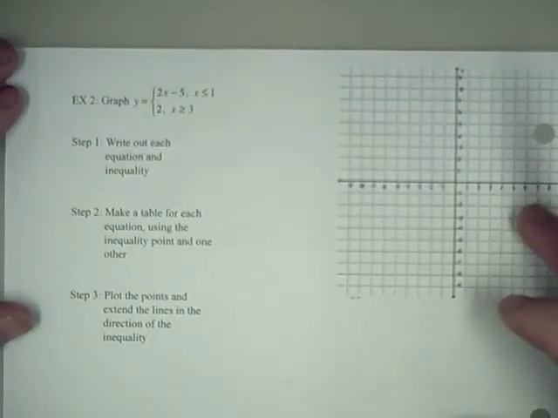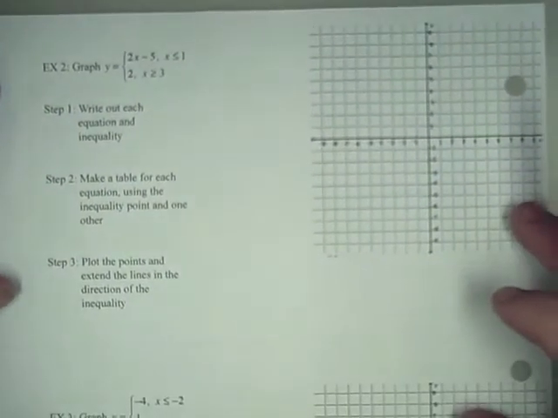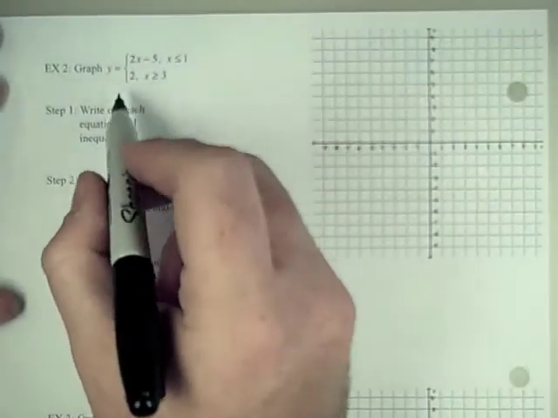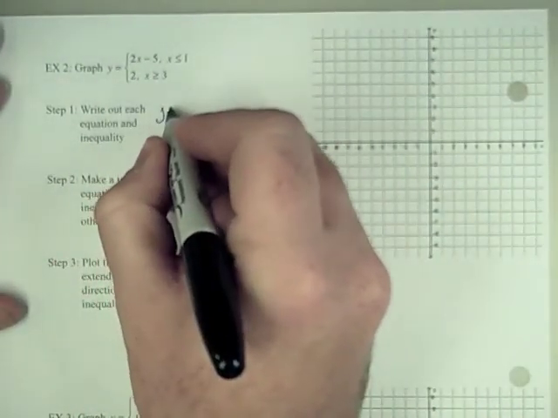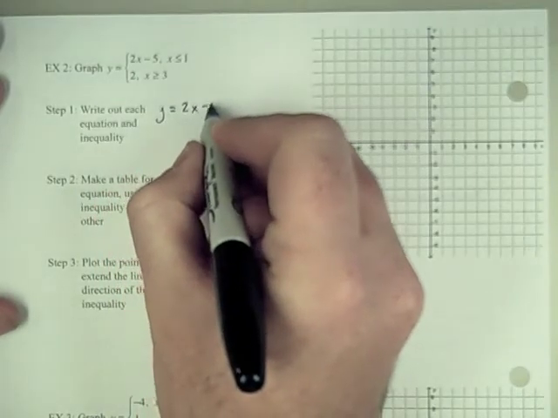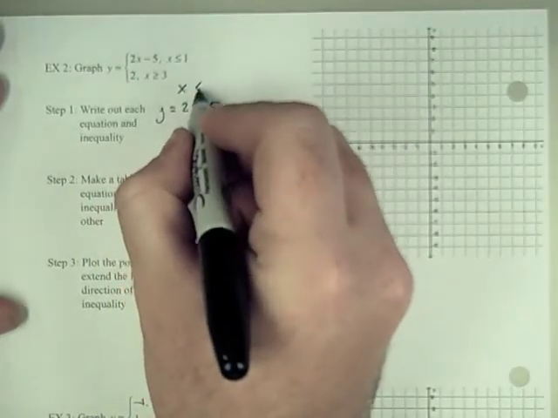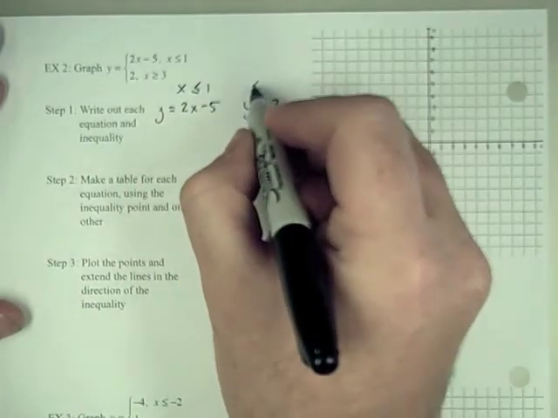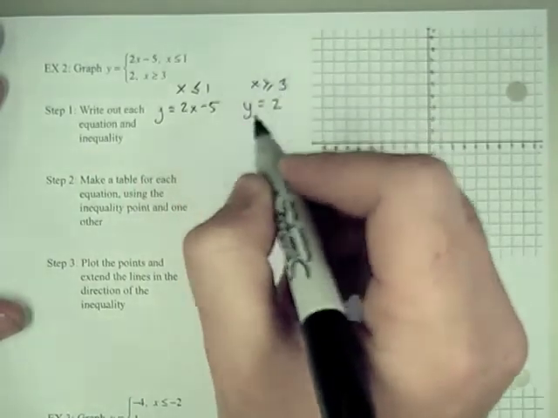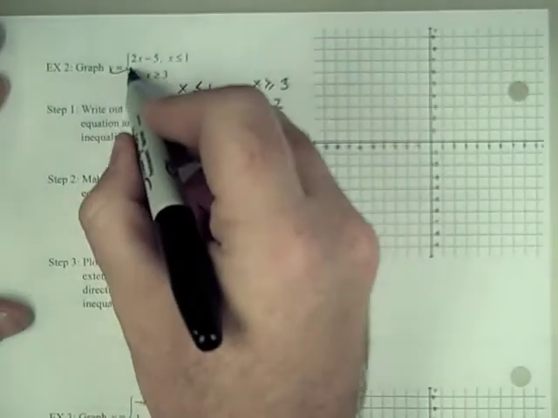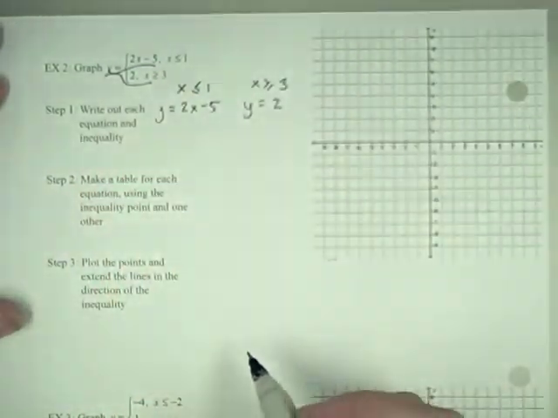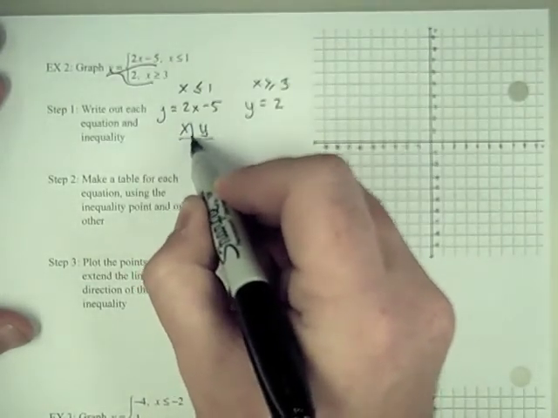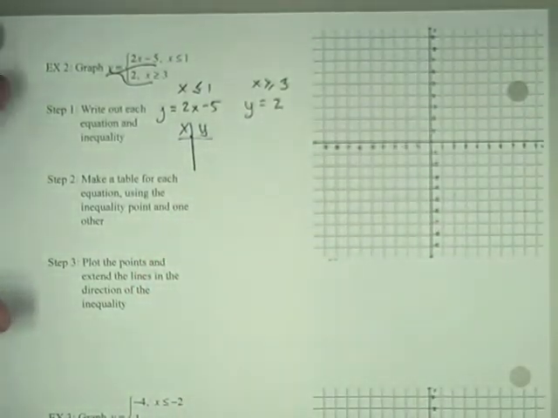We'll try another one on the back. So again, write out both equations. Y equals 2x minus 5 when x is less than or equal to 1, and y equals 2 when x is greater than or equal to 3. Those are my two equations, this one and this one. Make yourself a table, x and y. I'm just going to make a table for this one for right now.